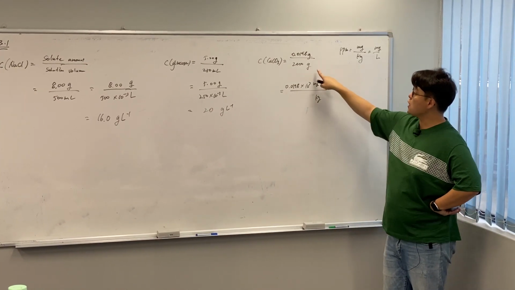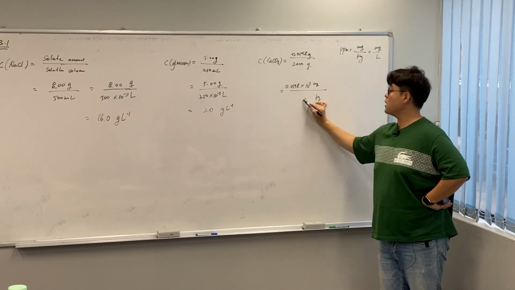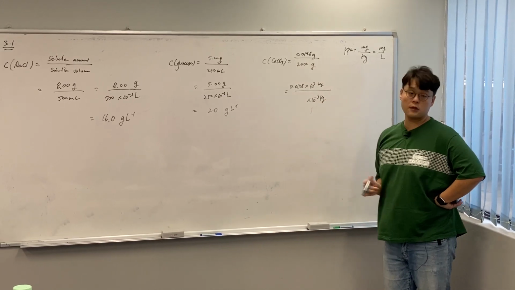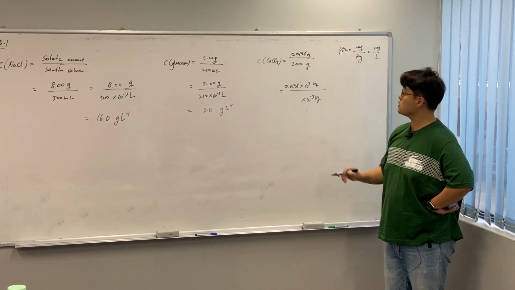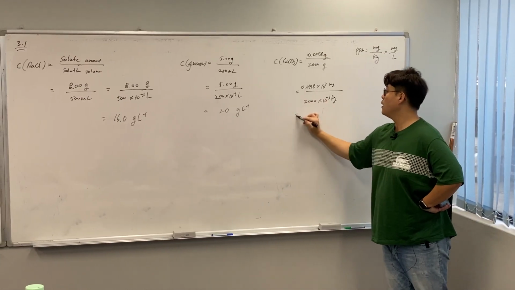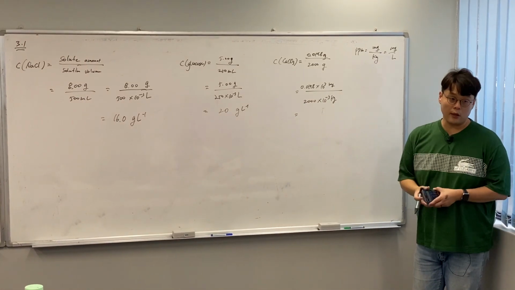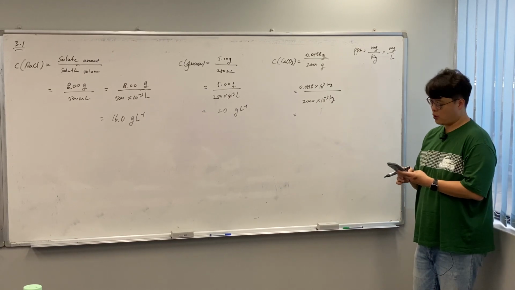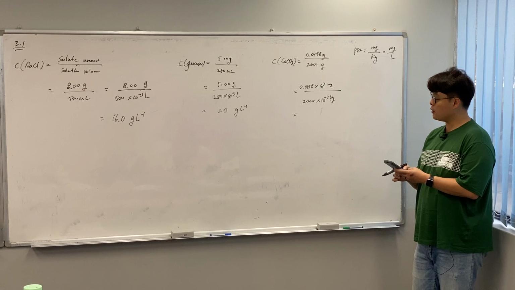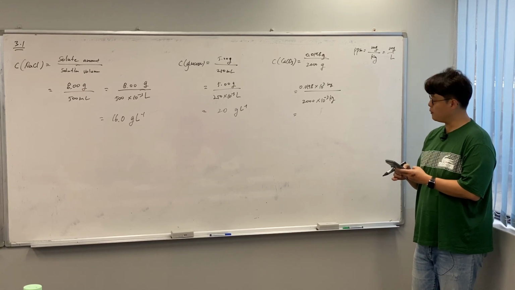Okay, and then if you want to change the grams to kilograms, you times that 10 to the power of the minus 3. Does that make sense? That's a 2,000. And simply put that in your calculator. Okay, that is 0.0198 times 10 to the power of minus 3 divided by 2,000 and 10 to the power of the minus 3.